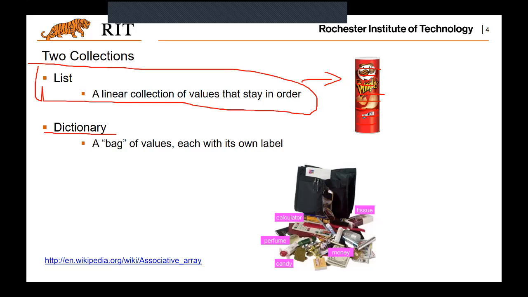But a dictionary is more like a bag of values, each with its own label. It's just like this figure, right? You have a bag and a lot of different things, and each of them has a label associated with it. Here are some labels: calculator, perfume, candies, money, and tissues. Each item has a label associated with that value. That's the idea of a dictionary.